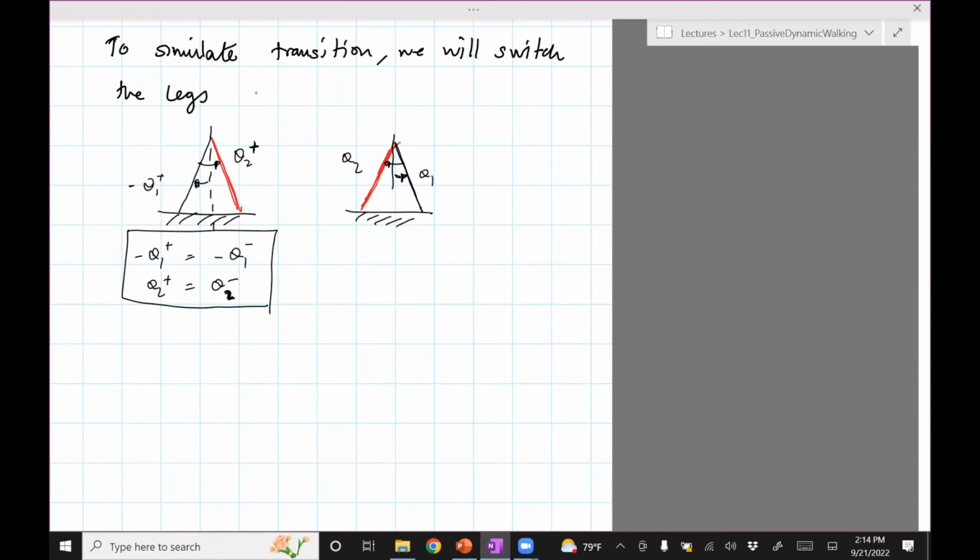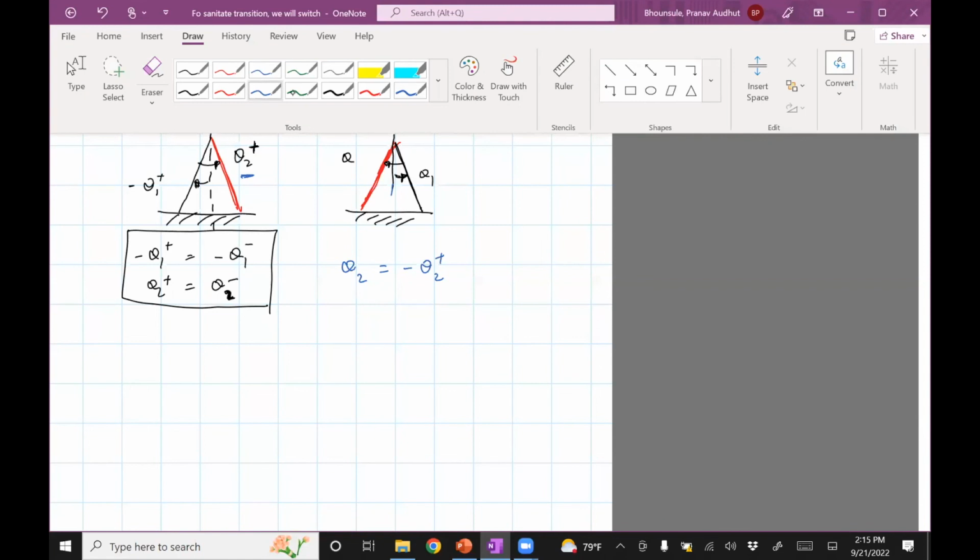So just by looking at these figures, you can see that the easier one is theta2, right? Theta2 equals minus theta2 positive. Just look at this and this. And from there, you can see that the angles of the hip, or the interleg angle, should switch.